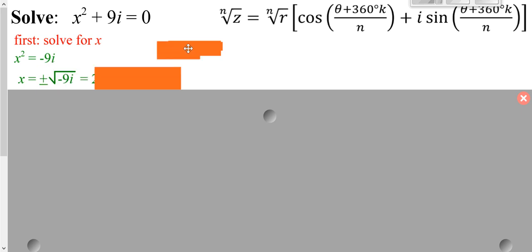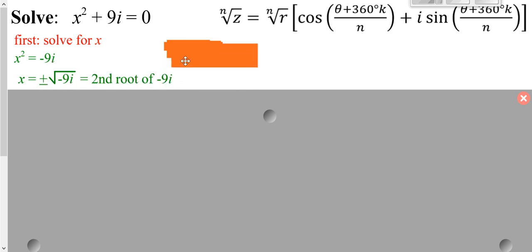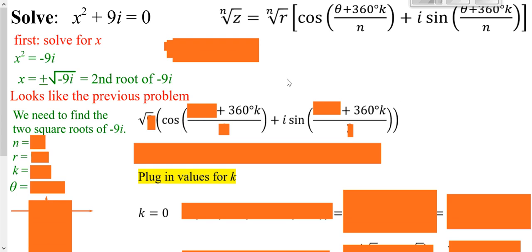Now, a lot of people, if they just do this, will stop. I would encourage you not to write this. I would encourage you to write the second root of negative 9i. Because if you do that, you'll realize, oh, it's just like the last problem. So then all you'd have to do is graph this, find n, r, k, theta, and plug it into your root formula. So if we graph this, we're left and right 0, and we're down 9.